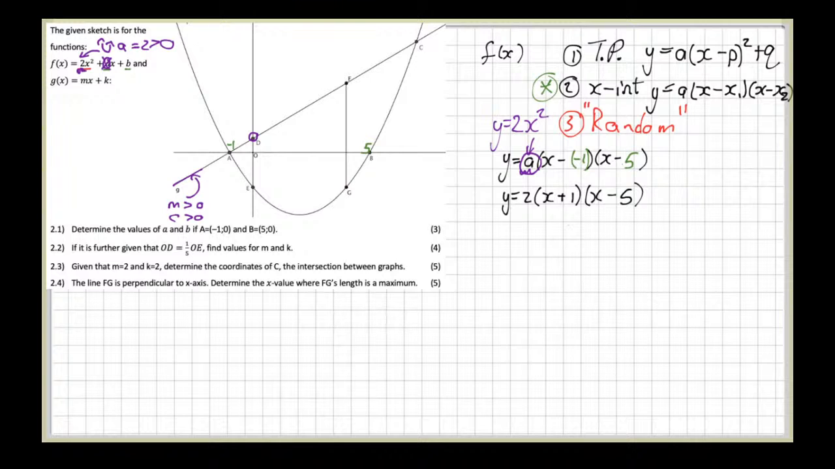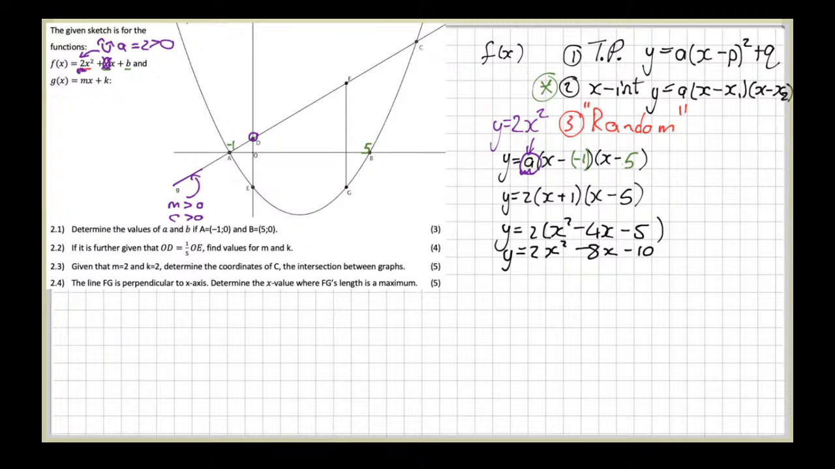So let's quickly now multiply out my brackets. So x squared minus 4x minus 5. And if I distribute the 2 in, 2x squared minus 8x minus 10. Perfect. I'm happy.